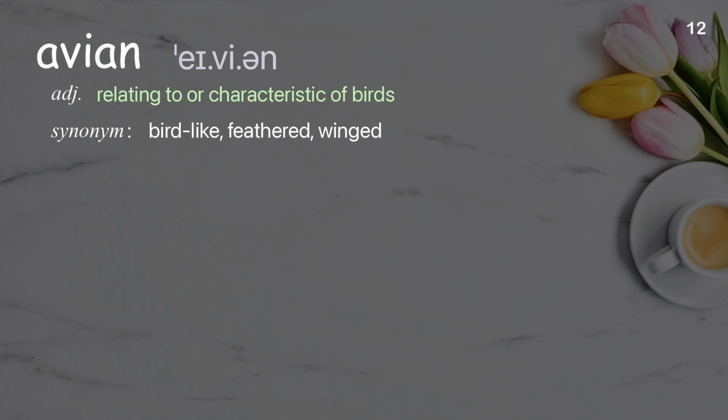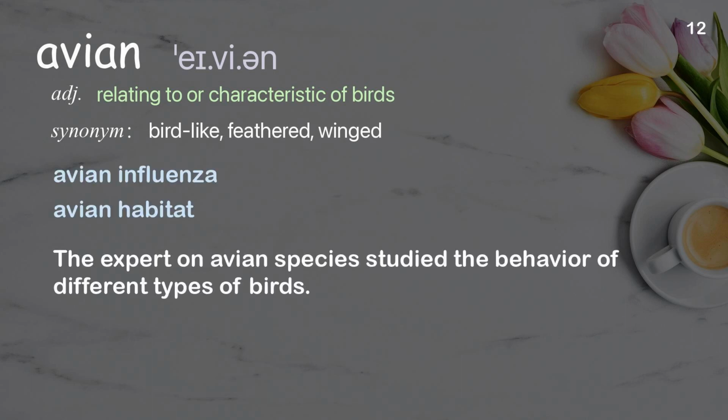Avian. Relating to or characteristic of birds. Examples: Avian influenza. Avian habitat. The expert on avian species studied the behavior of different types of birds.